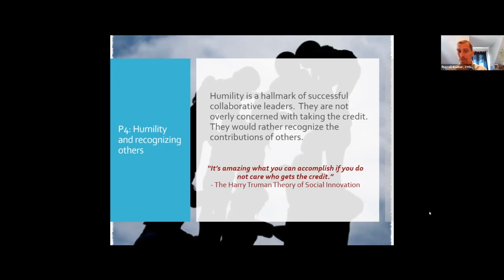So that's principle number 4. It talks about our personality around being humble as individuals and the importance of recognizing the contributions of others and being careful about putting ourselves forward in our organizations to be recognized.